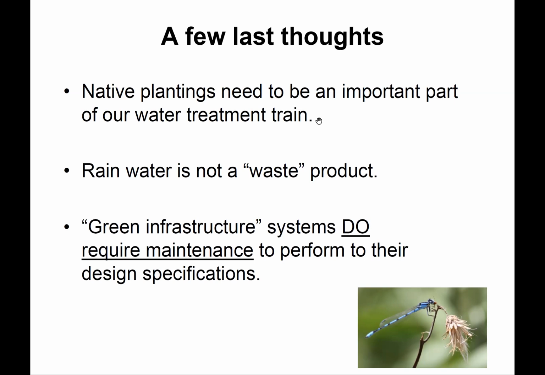so those things don't happen downstream. And then the final thing is that green infrastructure systems do require maintenance. So the thought that it's a natural area, it's a native area, don't touch it, is a fallacy, right? Man has coexisted with nature from the beginning of time. We have a responsibility to steward and take care of the earth, and to create a better environment for future generations. We still have that responsibility. So these green infrastructure systems do require maintenance to perform to their design specifications.